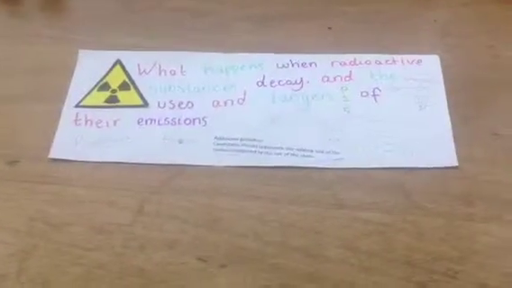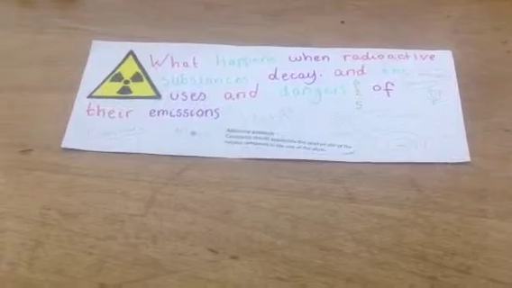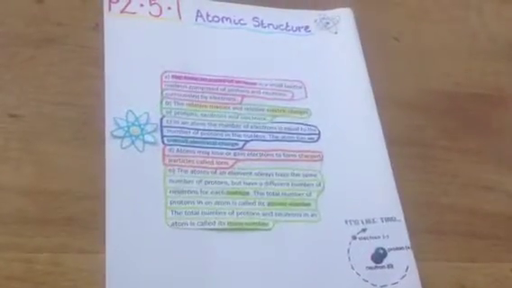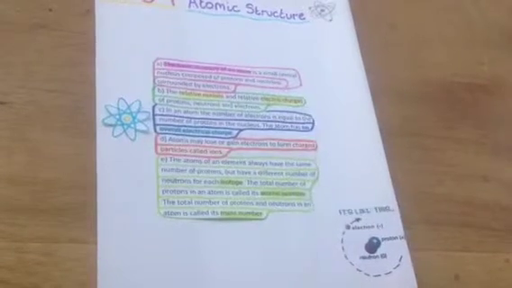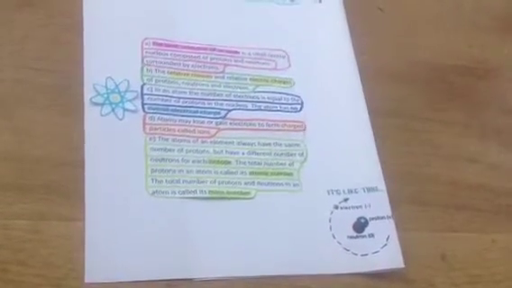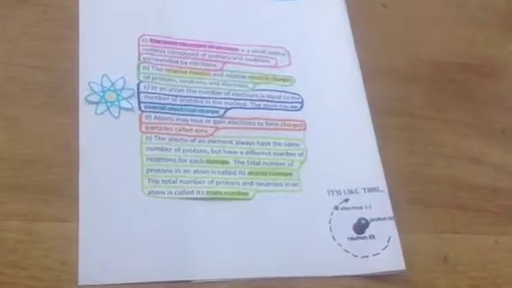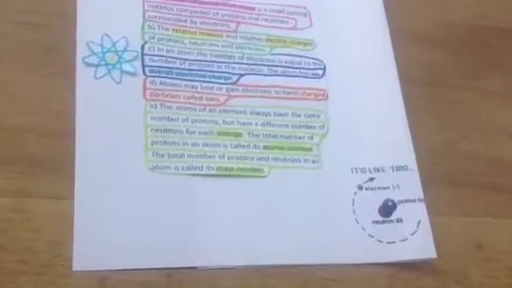What happens when radioactive substances decay, and the uses and dangers of their emission? Atomic structure. For this we need to know the basic structure of an atom, relative masses, electric charges, and how the atom has no overall electrical charge unless it gains or loses electrons, which makes it charged particles called ions. You also need to know about isotopes, atomic numbers and mass numbers.